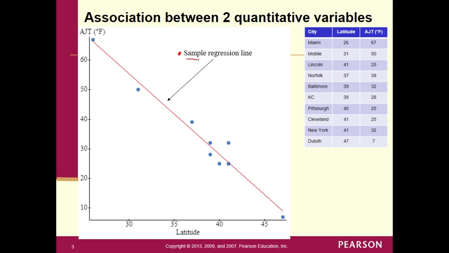Now, why is it a sample? Well, did we take a look at the entire population? No, we only took a look at 10 cities in the United States, and so, thus, a sample.